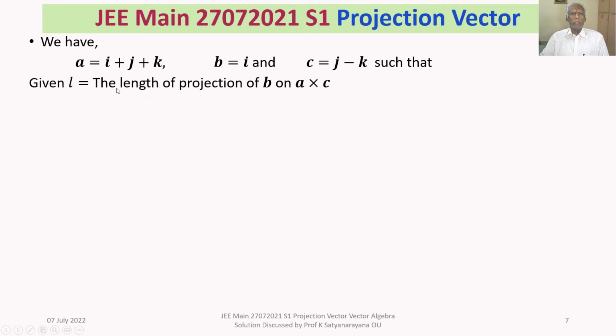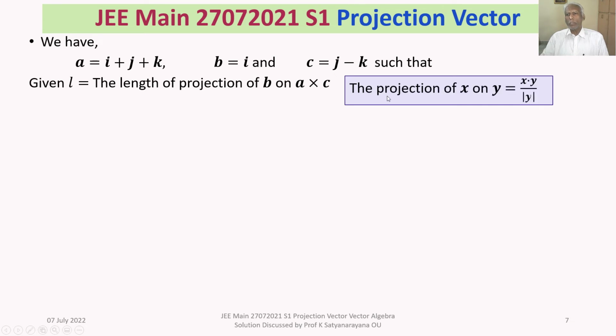Given L is the length of the projection of this vector B on A cross C. And we have the formula, the projection of the vector x on vector y is given by x dot y by mod y. Now we want the length of the projection. Length means the modulus you have to take. So the length of the projection of B on A cross C is the mod of B dot A cross C, that is the numerator, by the mod of A cross C.